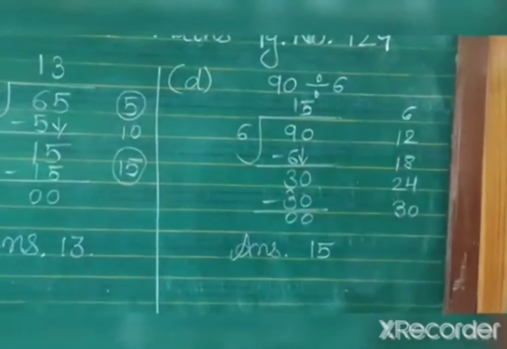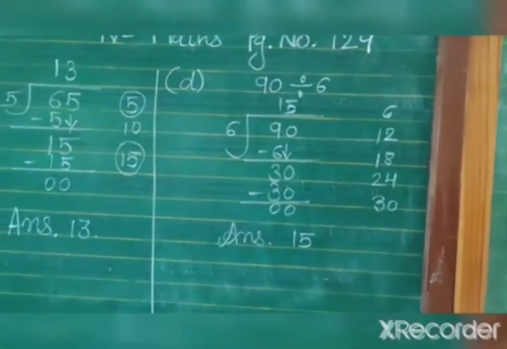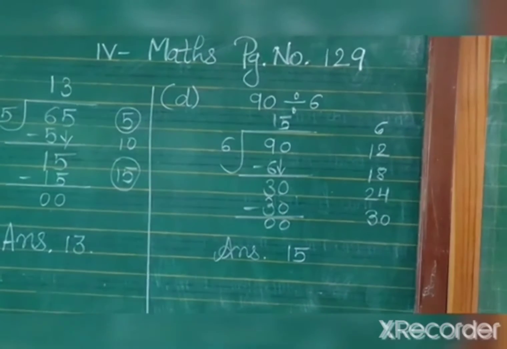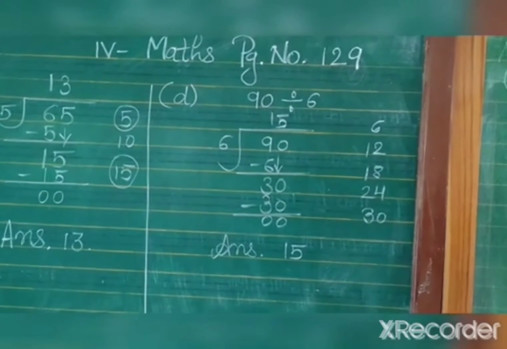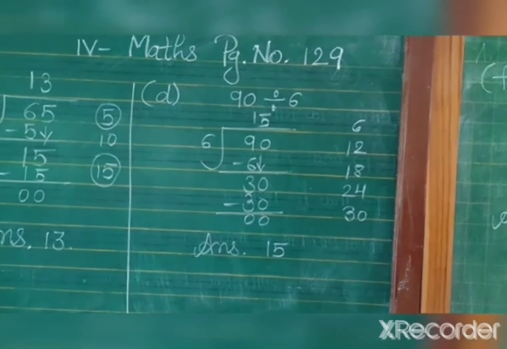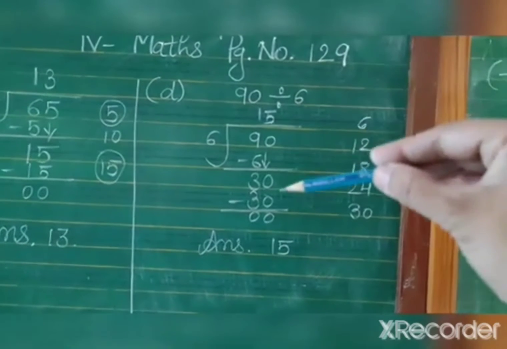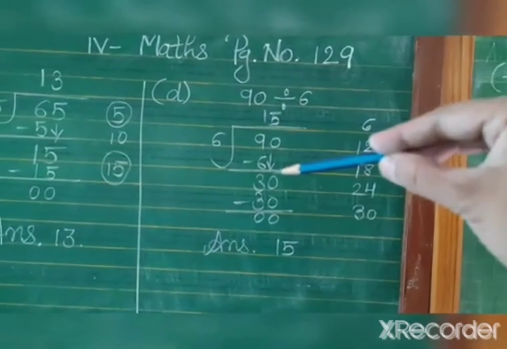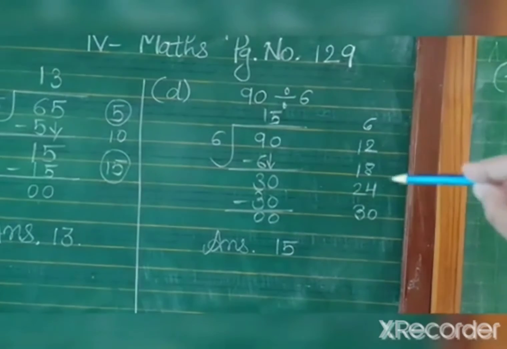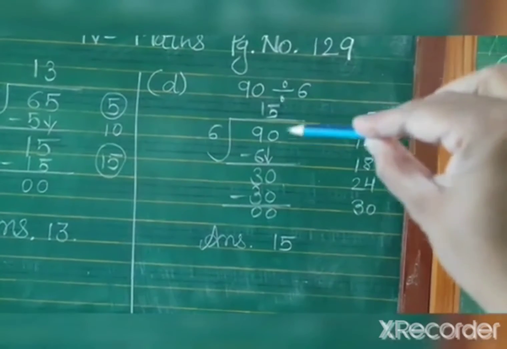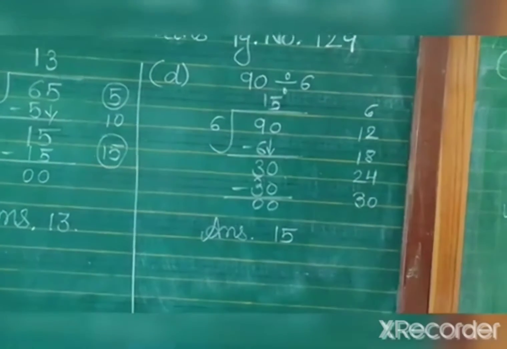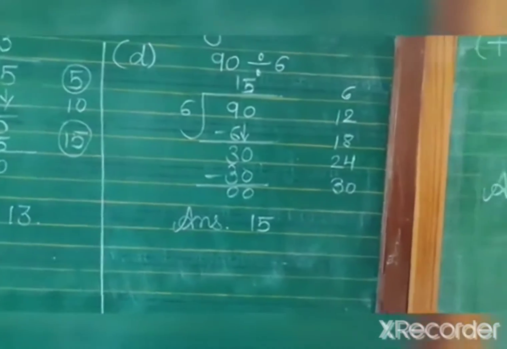Now 90 divided by 6. So extreme left number is 9, which is greater than 6. So division is possible. 6 ones are 6, 6 twos are 12. In the second time we are getting a greater number. So one time we will divide. 6 ones are 6. 9 minus 6, 3. Bring down this 0. 3 0 30. So 6 5s are 30. 5 you will write here and 30. 30 minus 30, 0. Answer is 15. So 90 divided by 6, answer is 15.